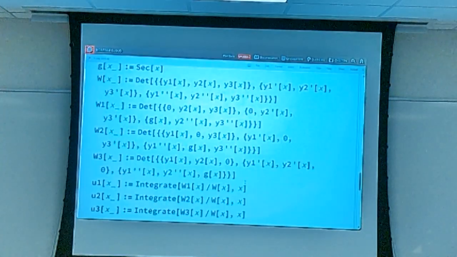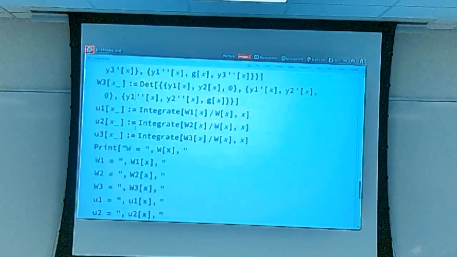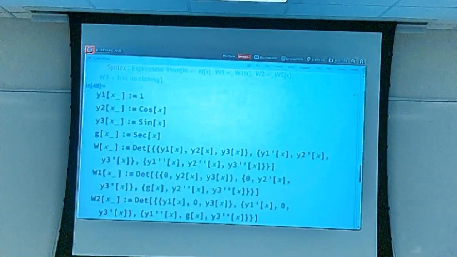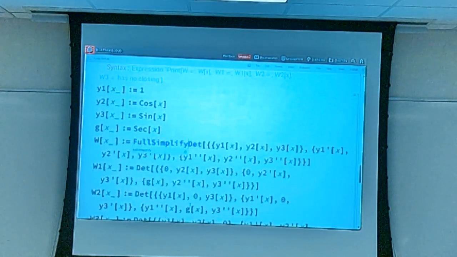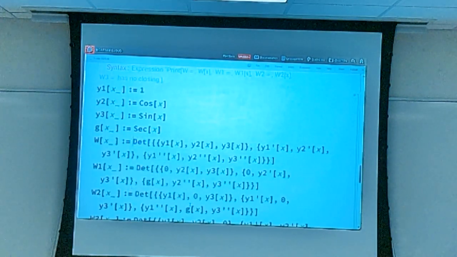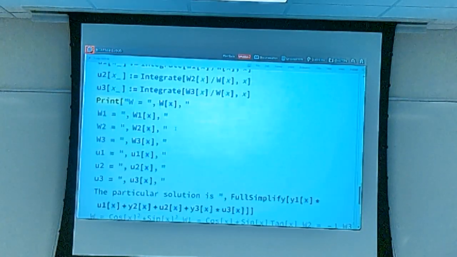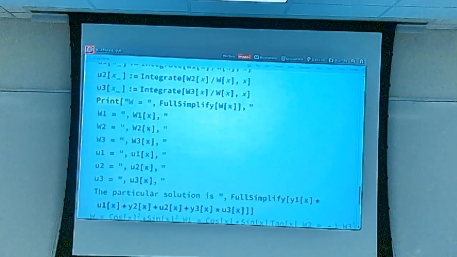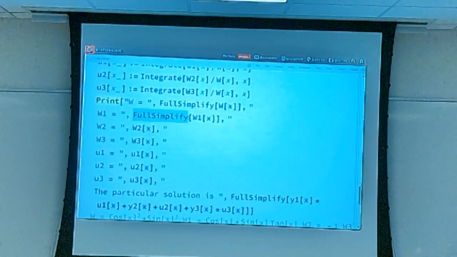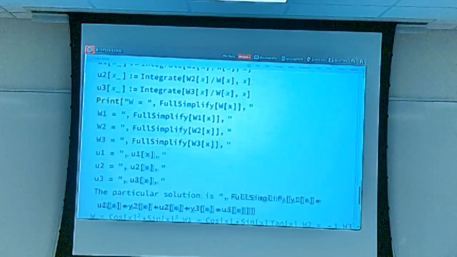So first I'm going to add, not there. No, add here. By adding full simplify to all of these, it should give me nicer forms.